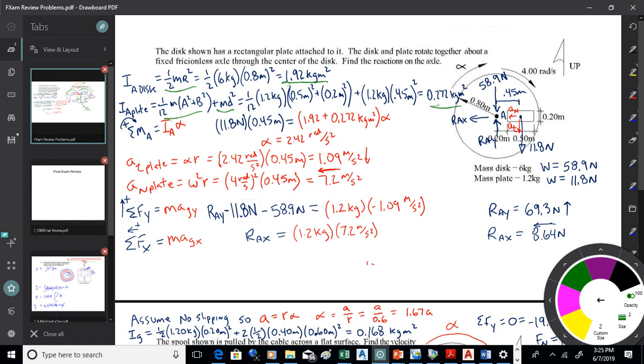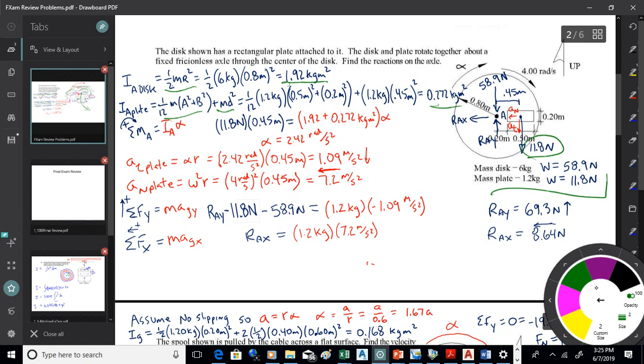And then what do we got? We've got the weight of the plate, 11.9 newtons there. I've got the weights over here. That's going to cause a clockwise moment about A. You've got the weight of the plate times the distance that it is from the axle, clockwise. So I'm calling that positive. That's going to be the sum of the two I's times alpha. So I can get alpha, 2.42.